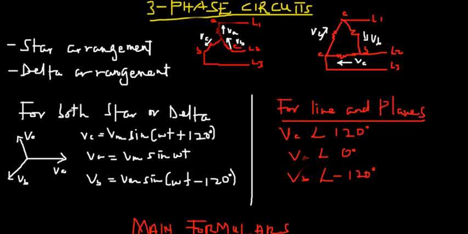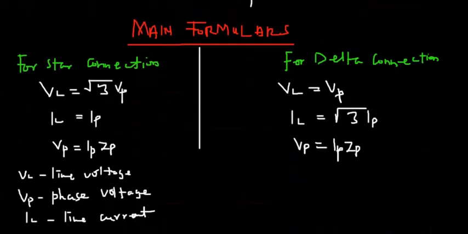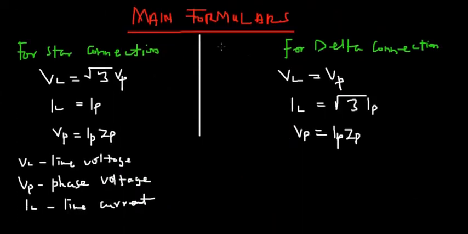Now let's move on to the most important portions, the main formulas. For star connection, since it's three-phase, the line voltage is equal to root 3 multiplied by the phase voltage, and for star connection the line current is equal to the phase current. We already know this formula from impedance: V is equal to IZ. The P's are only for expressing the phases.